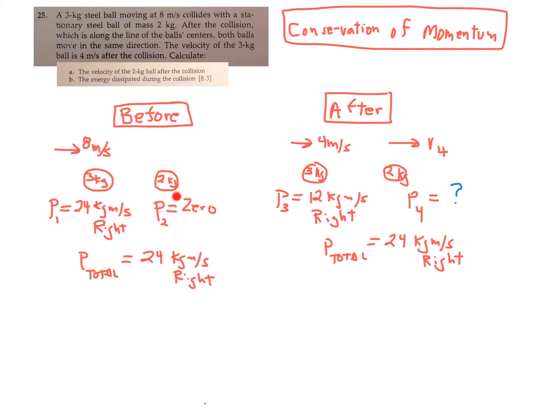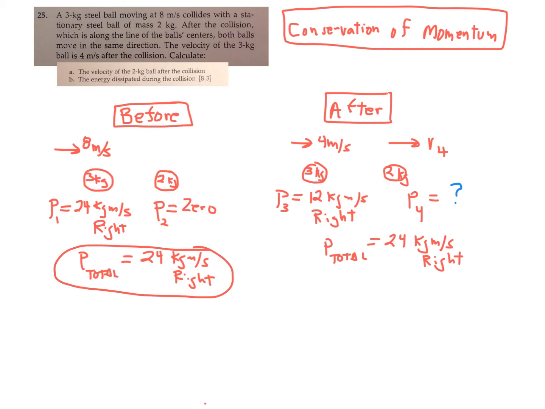The bigger ball is moving, or at least the more massive ball is moving. The momentum of the more massive moving ball is 24 kilograms meters per second. That's 3 times 8. Stationary ball has no momentum, so the total momentum, which is what's conserved, is right here, the 24 units of momentum to the right.